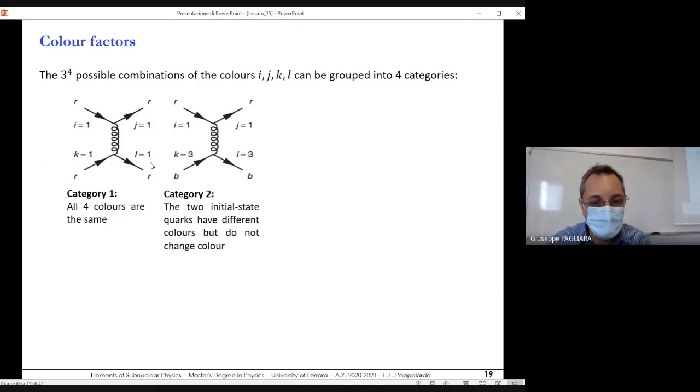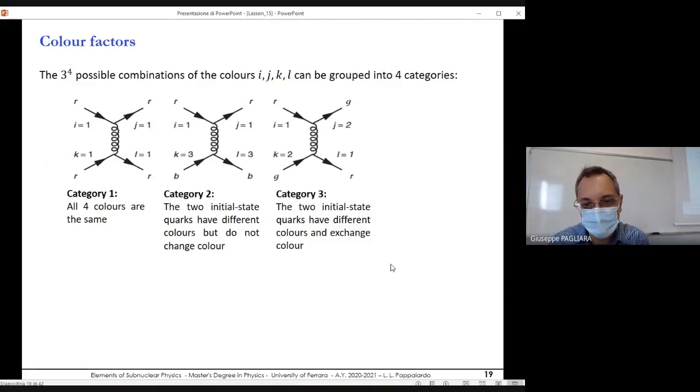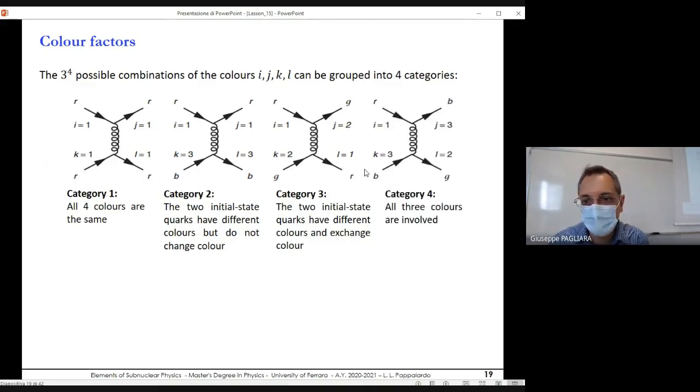The second category is that 2 initial state quarks have different colors, but they do not interchange color. So it is red-blue into red-blue. The third category is in the case where they are different and they also exchange color. So red-green into green-red now. And the fourth category is when all 3 colors are involved. So red-blue into blue-green.